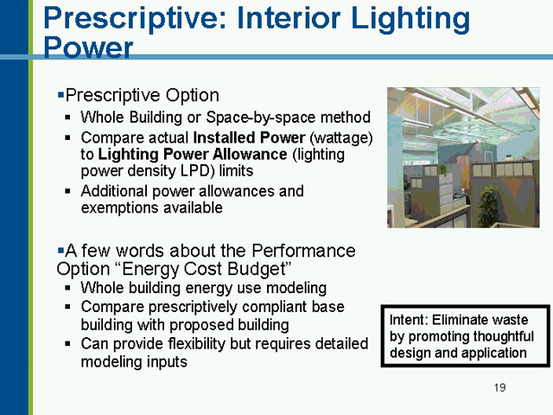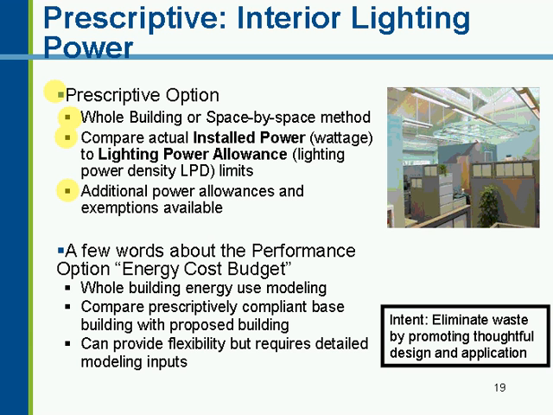The lighting power is based on a prescriptive path. It has two methods, as we mentioned, whole building or space by space. The basic requirement is you compare your actual installed designed power, your wattage, with the allowed wattage provided in the standard. And if you are less than that allowed wattage, you comply. There are, as we mentioned, and we'll cover in detail, additional power allowances and exemptions that provide a lot of flexibility because lighting designs are quite variable across buildings.